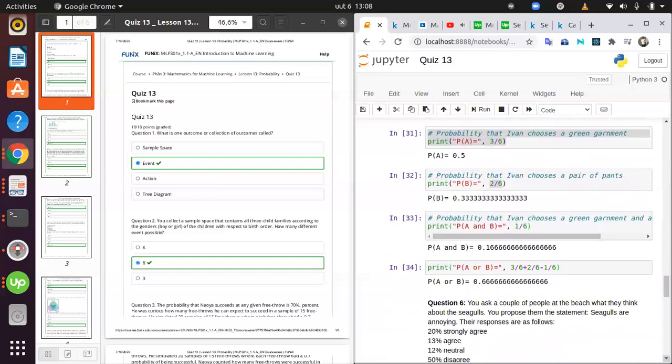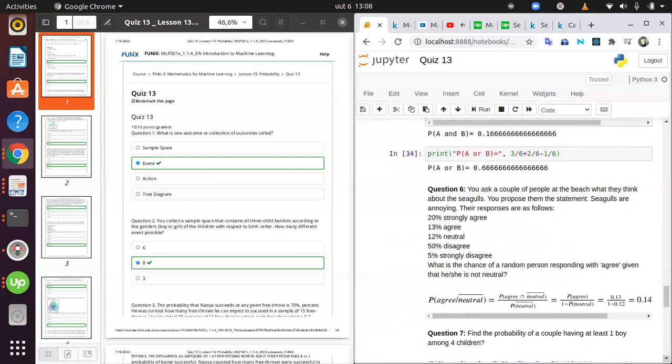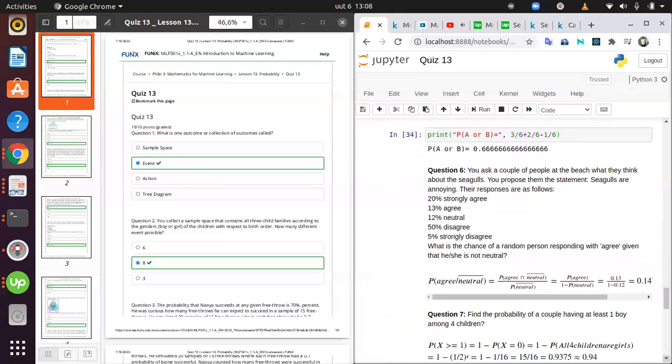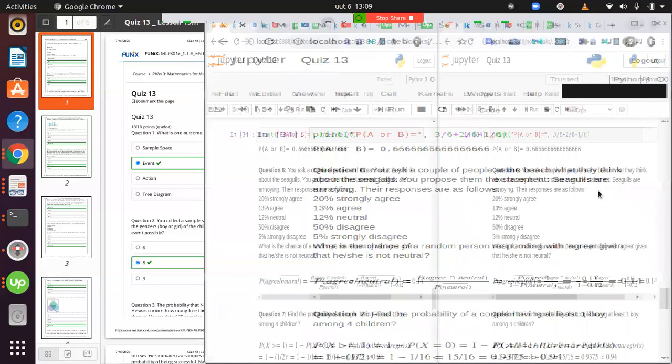Oh, it's the same as the above, right? Hang on, let me read just to make sure. Oh, okay. So agree or neutral. So yes, I got this one. Okay, the one below that is the one that I don't get. The question 7. Okay.